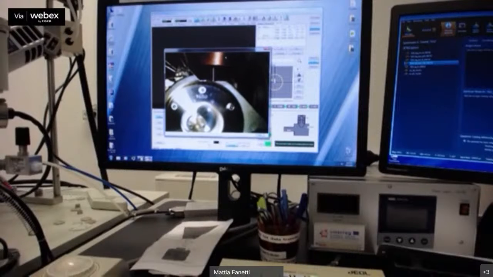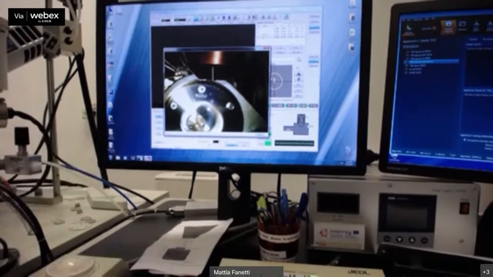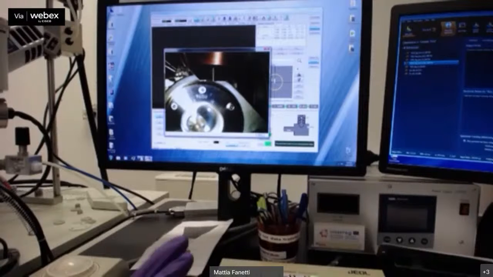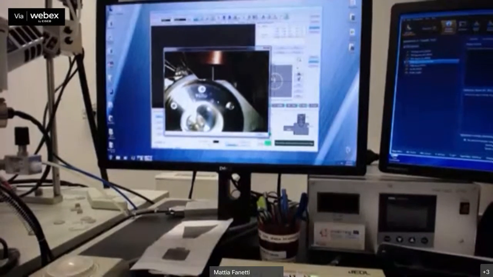Now the beam is not coming out because there is a valve here in the middle of the column, which is now closed, which separates the gun and the sample chamber. So the gun is protected, because the gun is the one that requires the higher vacuum, the best vacuum. After I am ready with the sample in position, I will open this valve and the beam will come out here and be incident on the sample. Now I insert the sample on the stage.